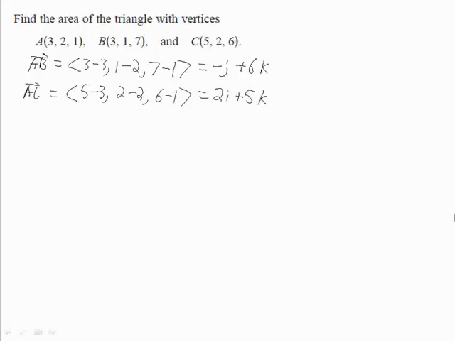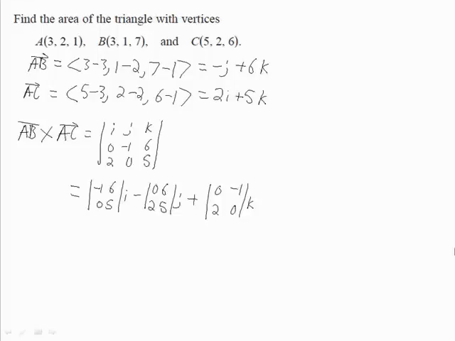The cross product of the vectors AB and AC is the determinant with rows i, j, k; 0, negative 1, 6; 2, 0, 5, which equals the determinant of negative 1, 6, 0, 5 times i, minus the determinant of 0, 6, 2, 5 times j, plus the determinant of 0, negative 1, 2, 0 times k, which equals the quantity negative 5 minus 0 i, minus the quantity 0 minus 12 j, plus the quantity 0 plus 2 k, which equals negative 5i plus 12j plus 2k.